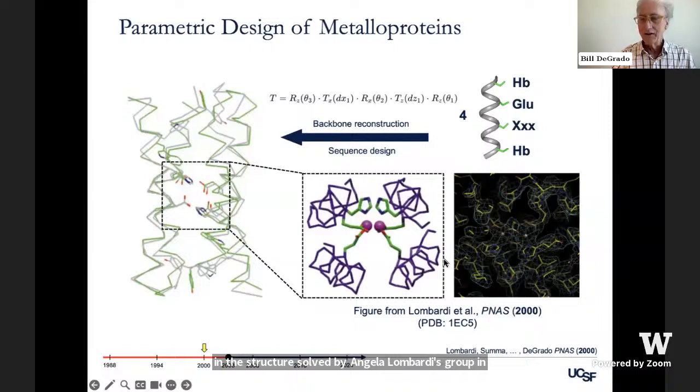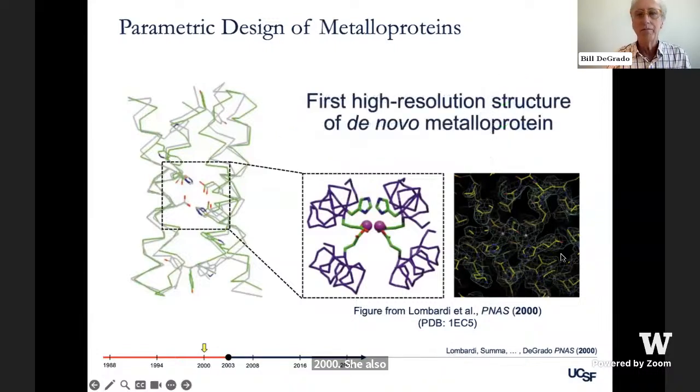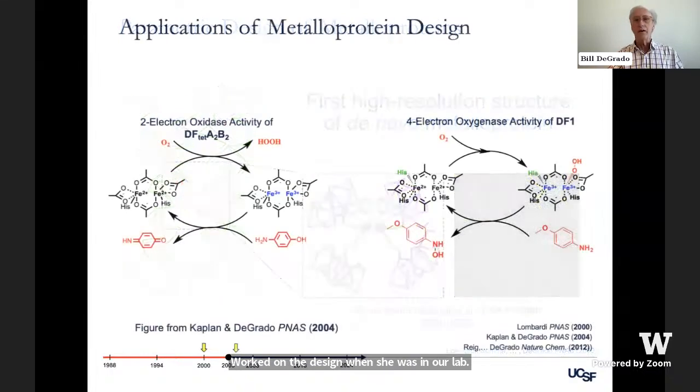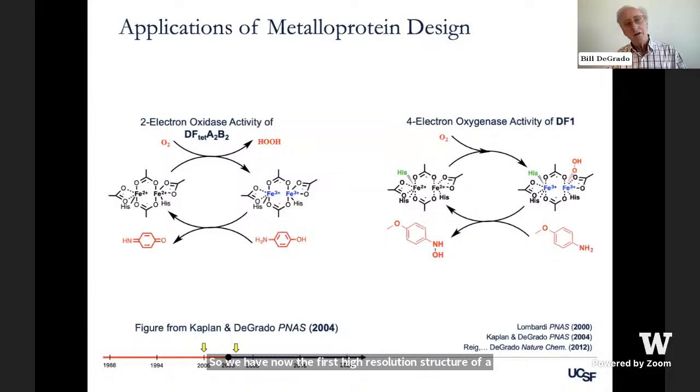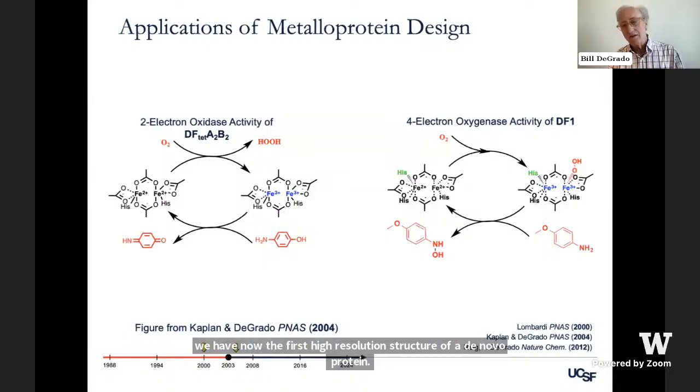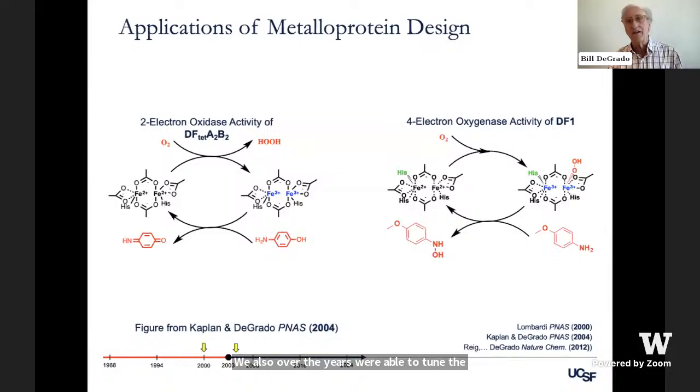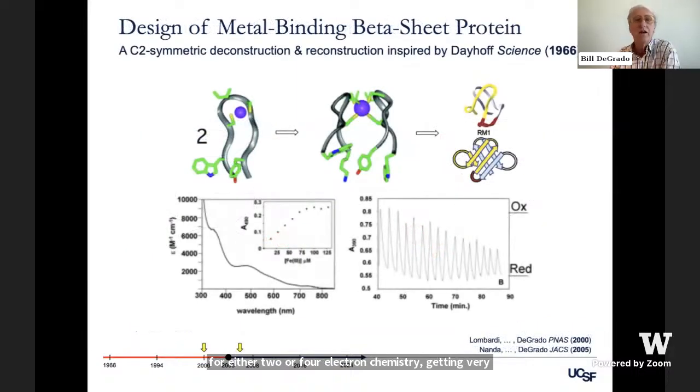She also worked on the design when she was in our lab. So we have now the first high-resolution structure of a de novo protein. We also, over the years, were able to tune the reactivity for either 2 or 4 electron chemistry, getting very different products from the same substrate.